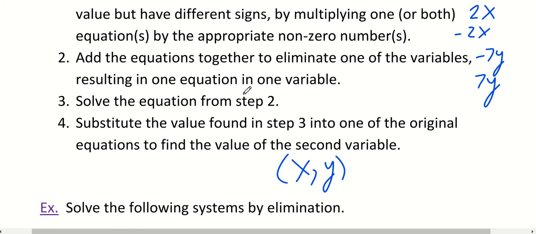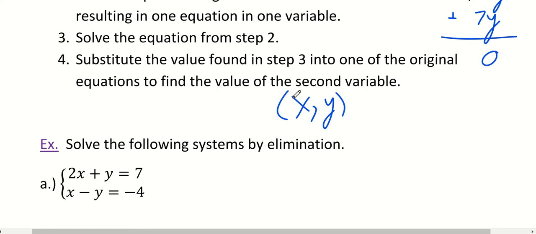Again, the reason for the equal but opposite coefficients is that when you add objects like that together, they cancel and result in 0. So we know that 2x minus 2x when added together produce 0. Similarly, if you were to add negative 7y plus 7y, adding those together results in 0.